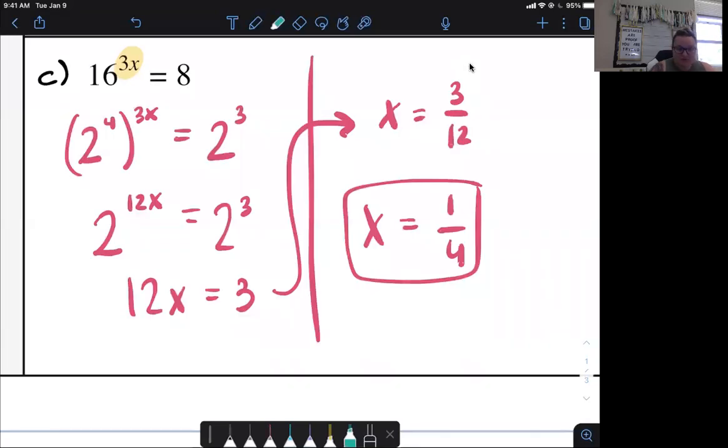All right, so you should have gotten 2 to the 4th for 16 rewritten as a power of 2, and 2 to the 3rd for 8. So 2 to the 4th to the 3x is 2 to the 12x equals 2 to the 3rd. Now that the bases of these powers are the same, we can set the exponents equal to each other. So 12x is equal to 3. Solving for x, we get x is 1/4.